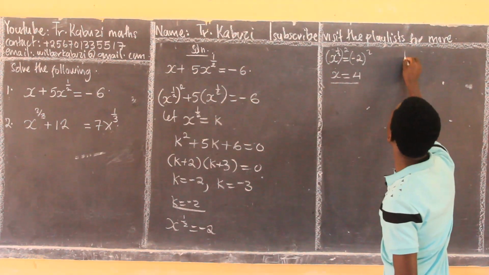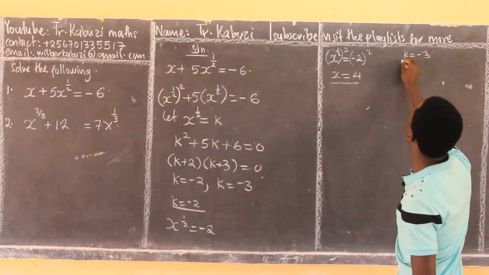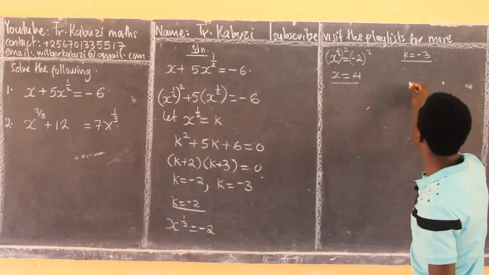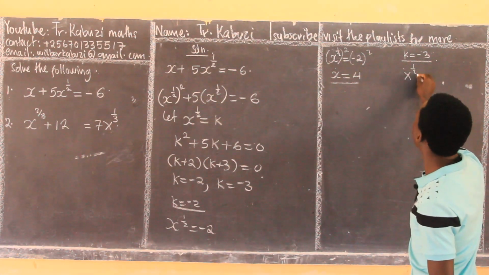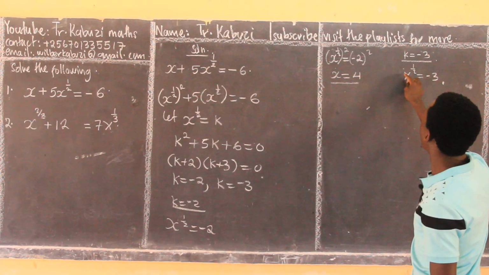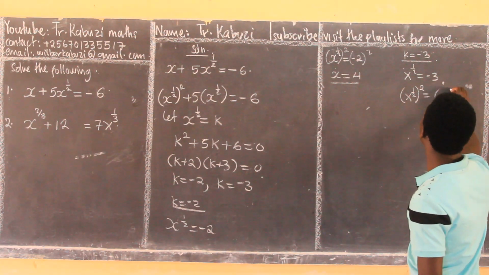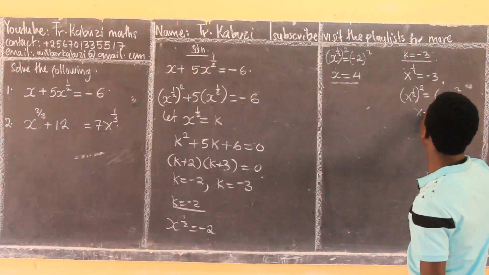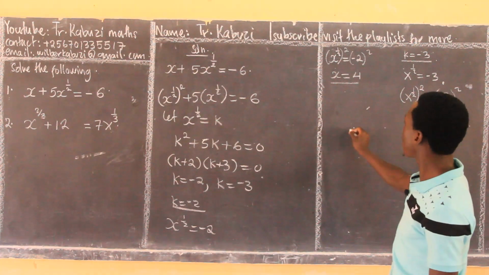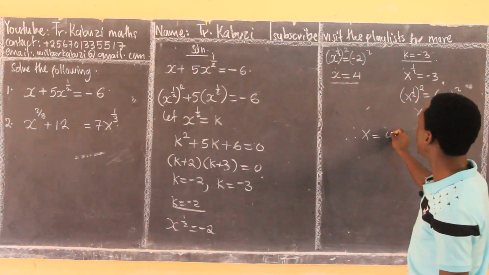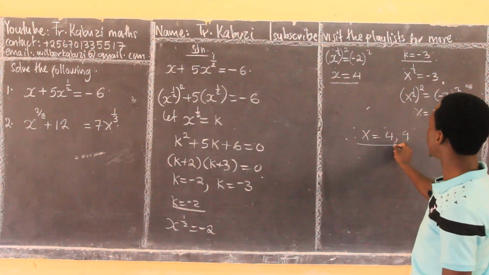Then I come to when k equals negative 3. When k equals negative 3, k power half equals negative 3. Multiplied by the reciprocal of a half, which is 2, on both sides. Like that. So my x becomes a 9. Therefore, our x is either 4 or 9 with ease.